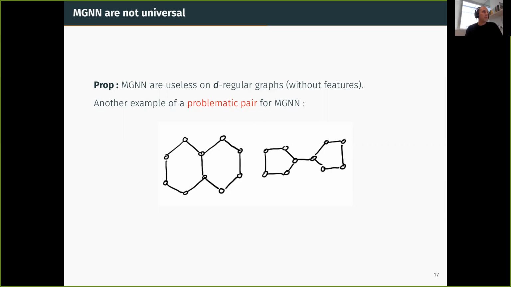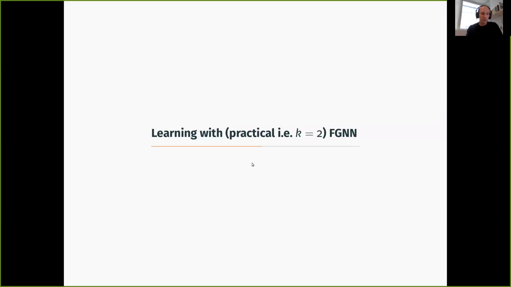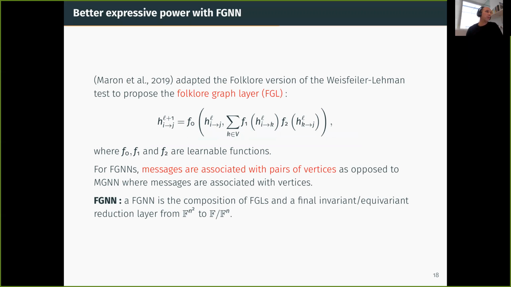So clearly, message passing GNNs are not universal because they are not able to distinguish these two graphs, which are clearly different. So what we consider with Weiss-Azizan is a more expressive graph neural network that we call the Folklore graph neural network, because this is based on the Folklore version of the Weisfeiler-Lehman test.